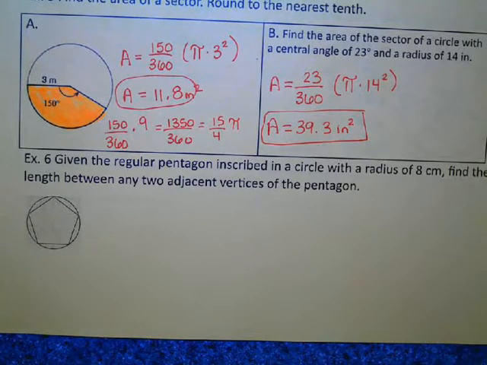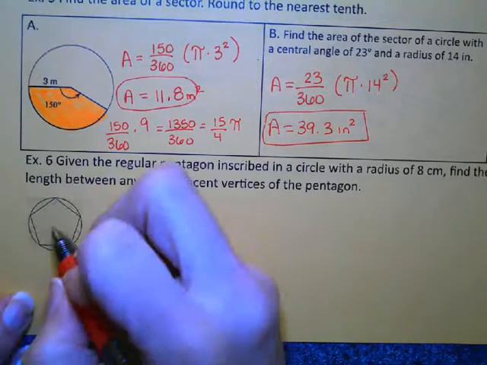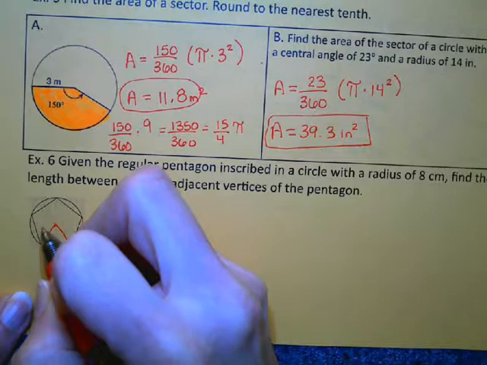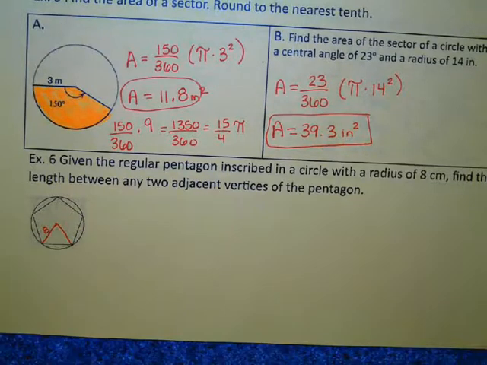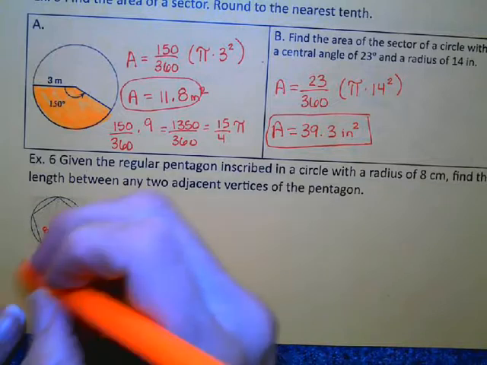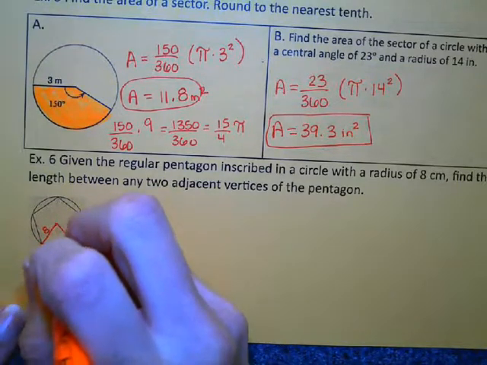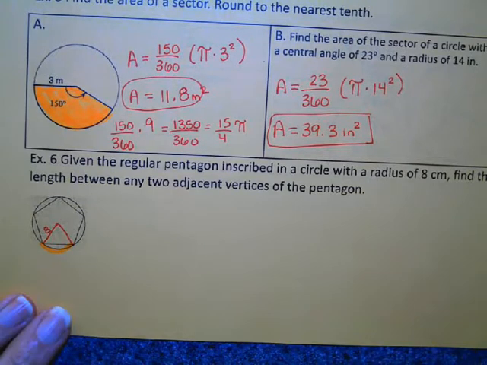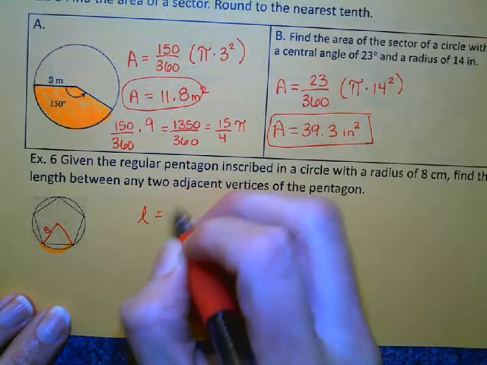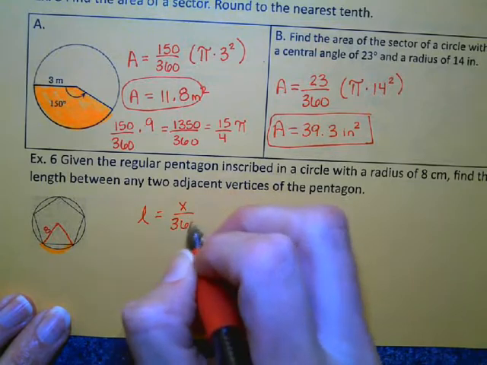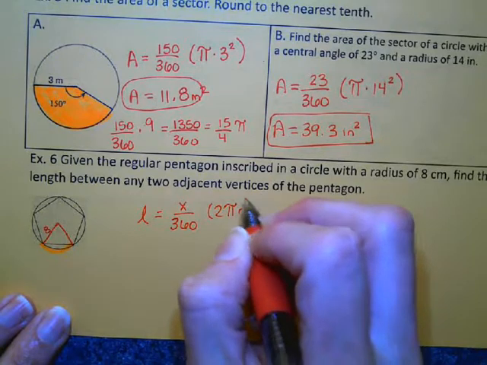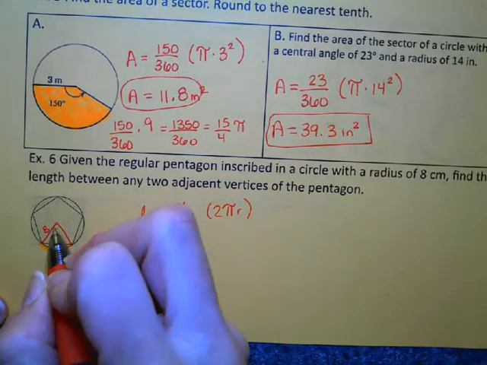Alright, the last one is taking kind of what we knew about regular polygons. A regular pentagon is inscribed in a circle with a radius of 8. Sounds like what we did last chapter, right? Find the arc length between any two adjacent vertices. So we are trying to find this length here. In order to find that length, we need to know the central angle. Because remember, the length formula is x over 360 times 2 pi r.